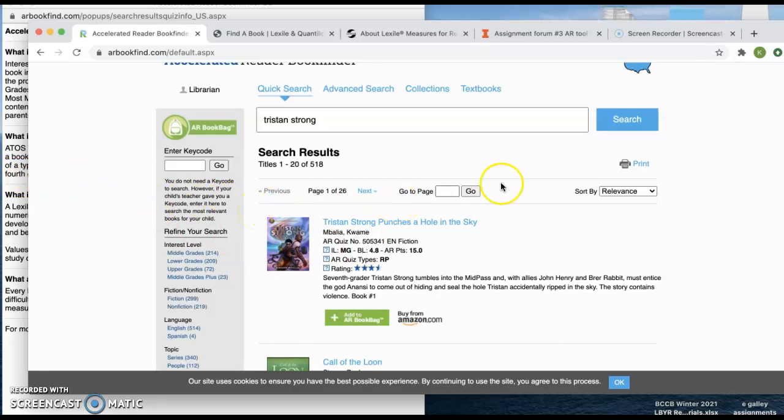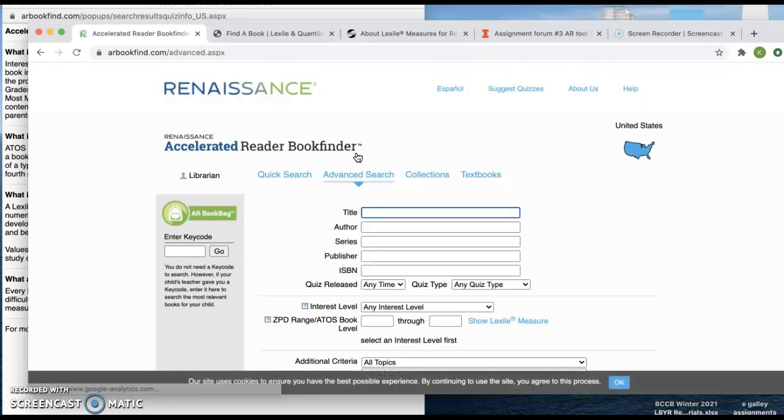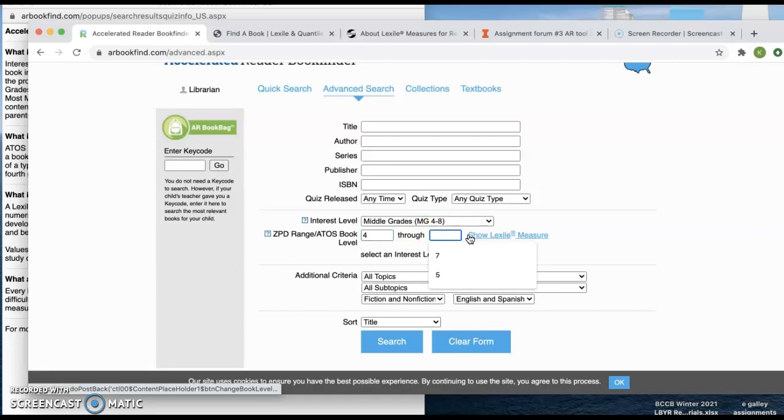So I have an idea about that, and now let's go and do an advanced search and see what I can come up with. So interest level, let's put it at middle grade. If I wanted to, since he's reading at a 6th grade level, I could do 6th and up, but because he's a younger kid, I'm going to keep it at grades 4 through 8. And then here, let's say since he's in 4th, let's keep it there, and we'll go to 7.